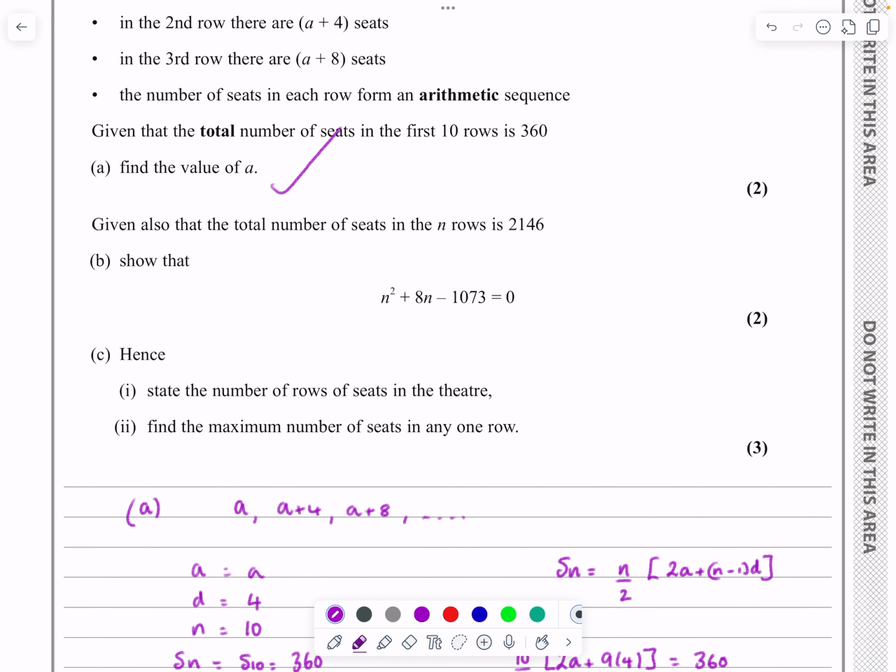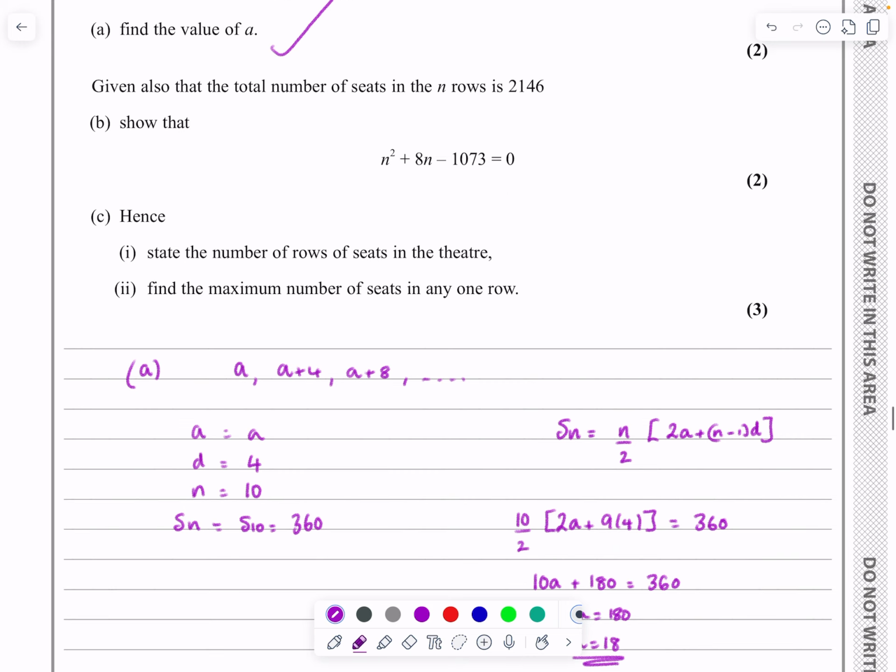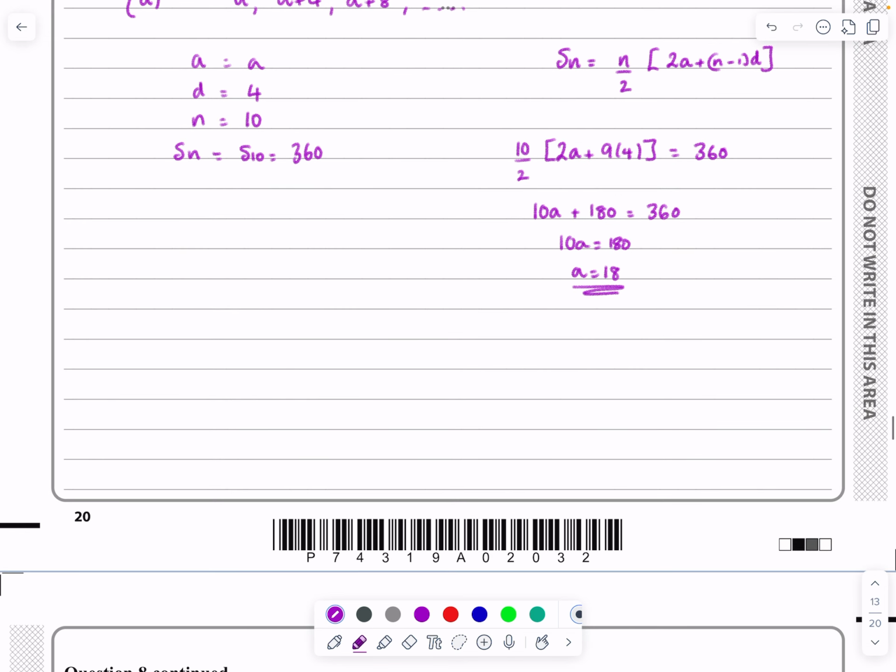So that's the answer to part A done. Find the value of a. That's sorted. Then part B says we're now given some more information. We're told that the total for n rows, S_n, is going to be 2146, and we've got to try and derive this quadratic. That's relatively straightforward as well. So what have I got? I now know what a is. a is 18. I still know that d is equal to 4. n is the thing I'm looking for this time. And they've told me that S_n is equal to 2146.